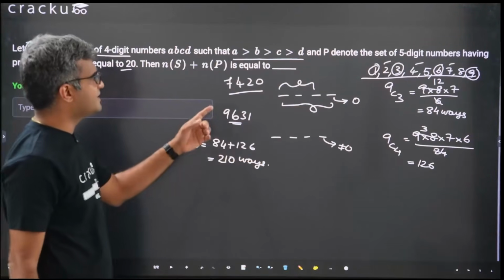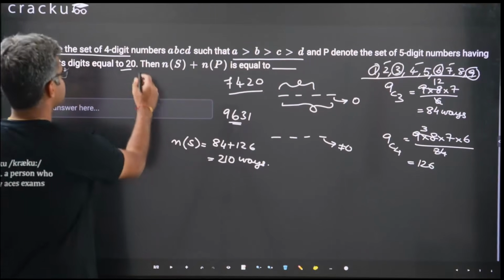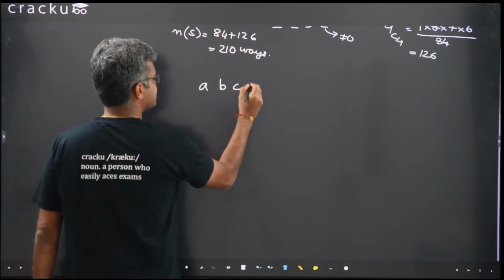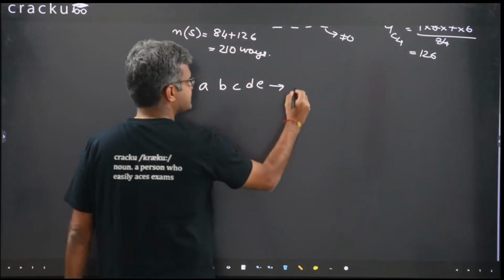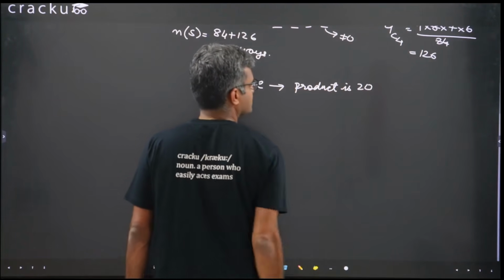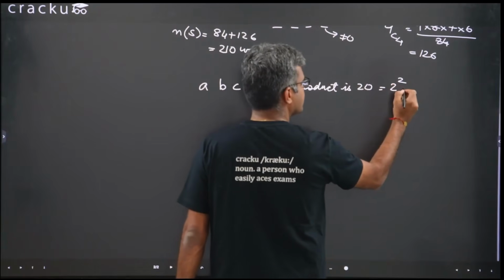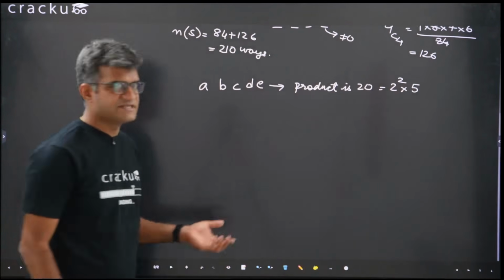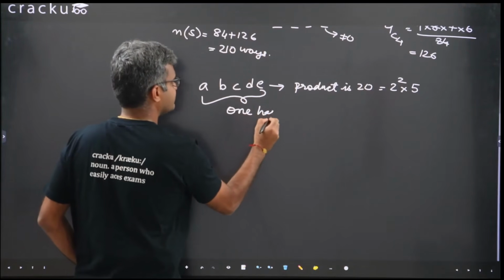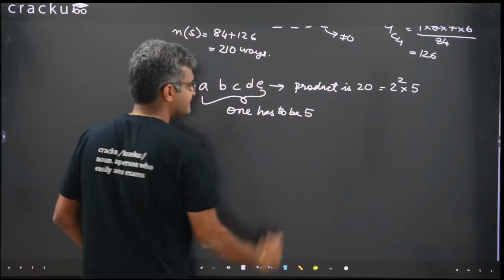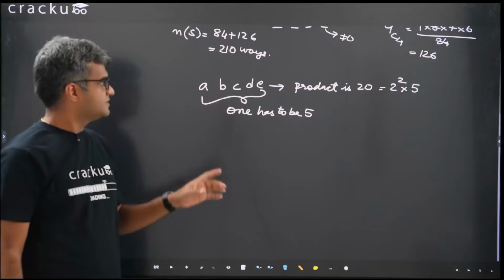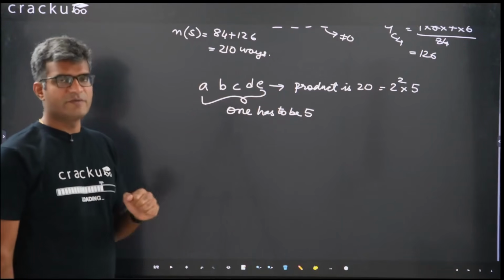Now let us try to figure out the number of numbers where the product of the digits is 20. We need a 5-digit number. Let us assume that the 5-digit number is A, B, C, D and E. The product of these digits is 20. 20, if you are doing the prime factorization, is 2 square into 5. What I am essentially saying is that one of these 5 digits has to be 5. If there is no 5 in these 5 digits, the product of the 5 digits will not be equal to 20.